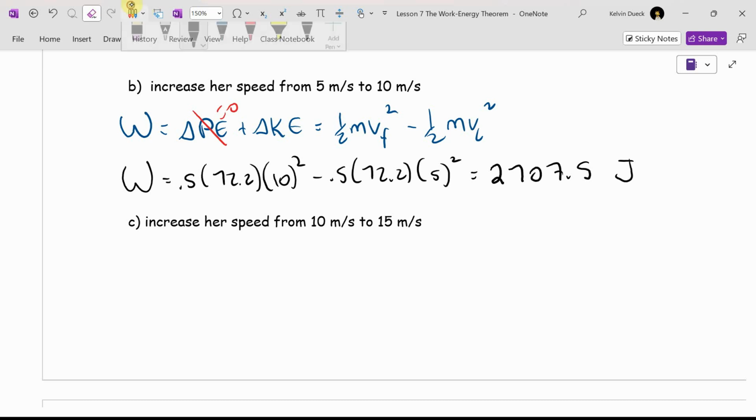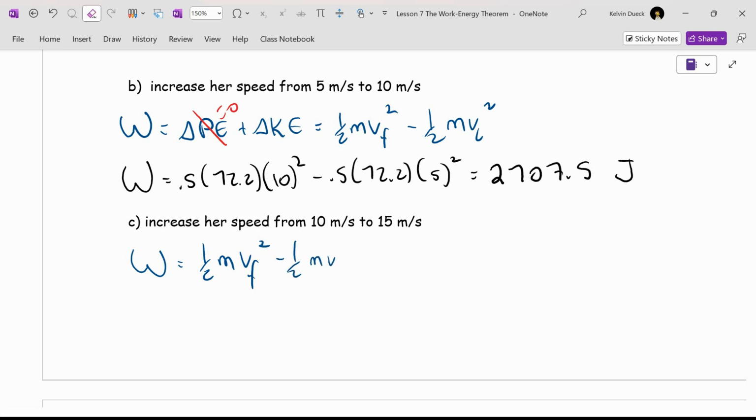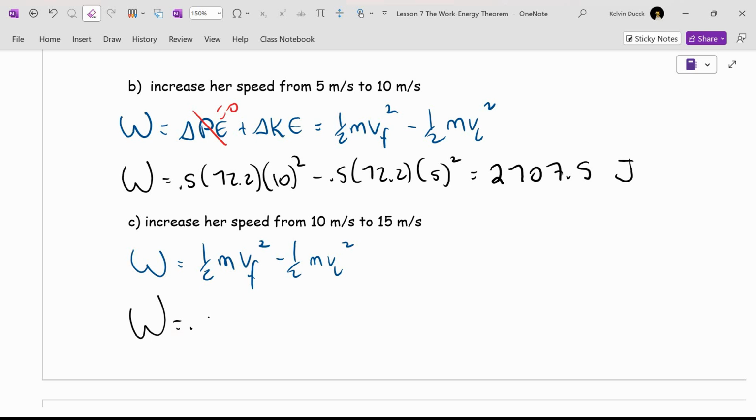I'm pretty sure because we're on level ground, it's going to be a half mv final squared minus a half mv initial squared. The work is going to be 0.5 times 72.2 times 15 squared minus 0.5 times 72.2 times 10 squared, to go up by another 5 meters per second. Don't forget your squareds. Thea, let me know what you get.